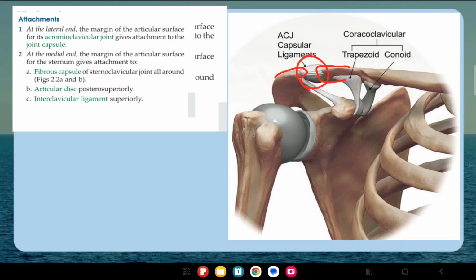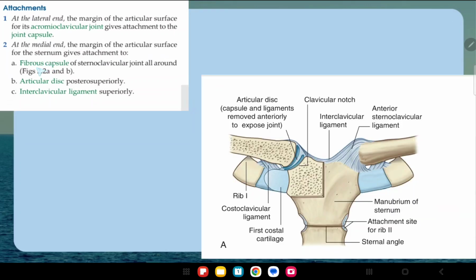Number 2, at the medial end, the margin of the articular surface for the sternum gives attachment to the fibrous capsule of the sternoclavicular joint all around, the articular disc posterosuperiorly, and the interclavicular ligament superiorly. Now see, the fibrous capsule, we all know that all the joints are covered by the fibrous capsule, or we can say joint capsule. So there is nothing new about that.